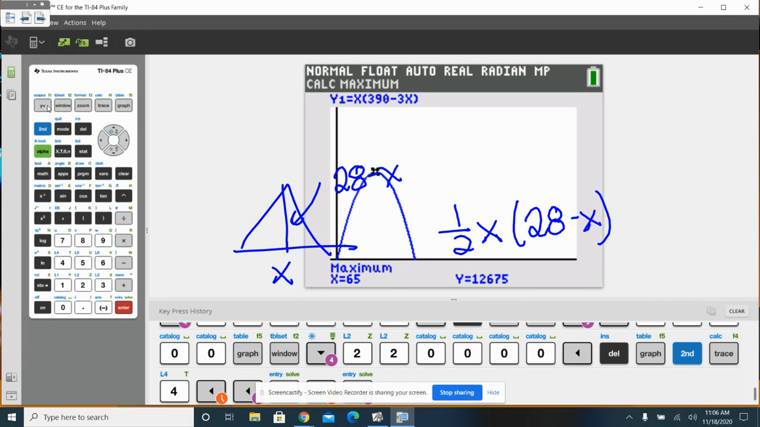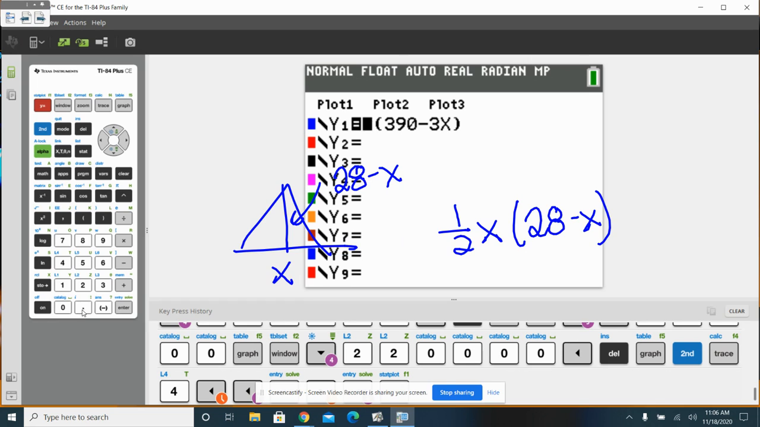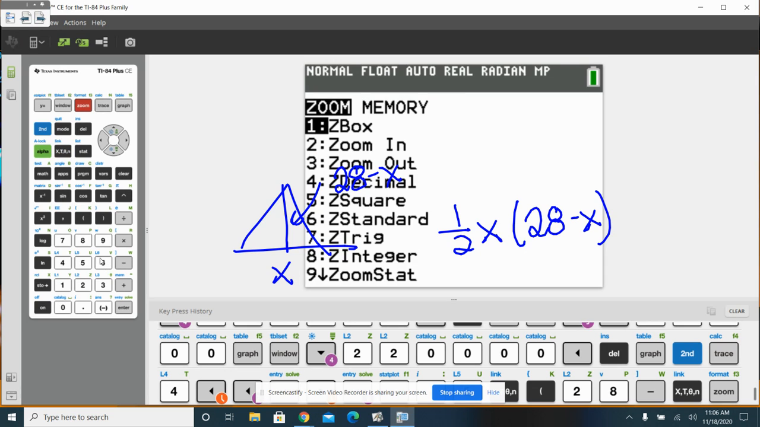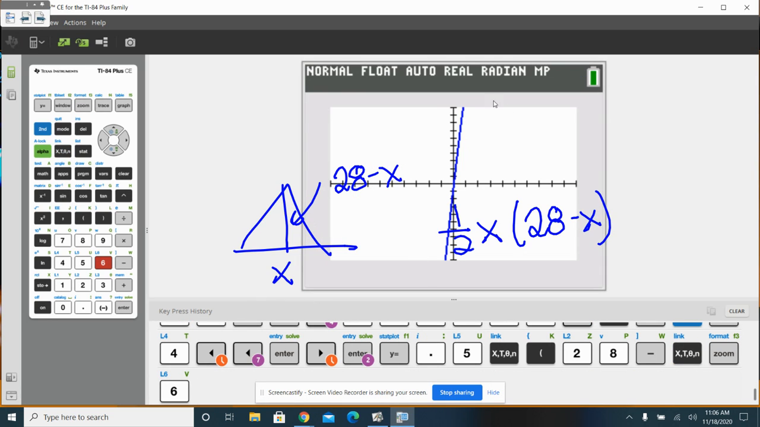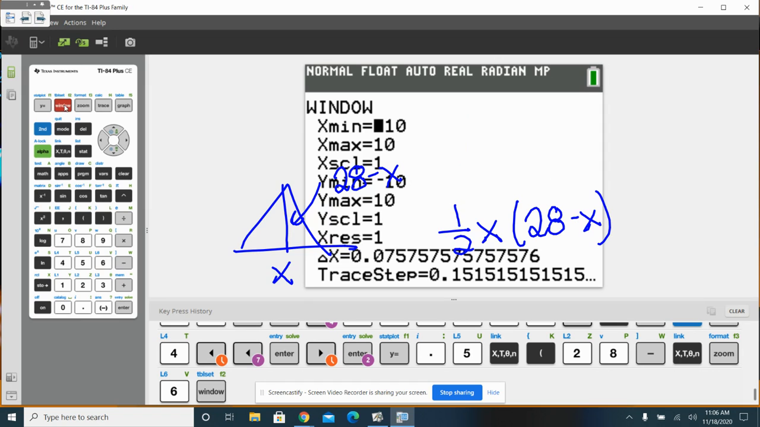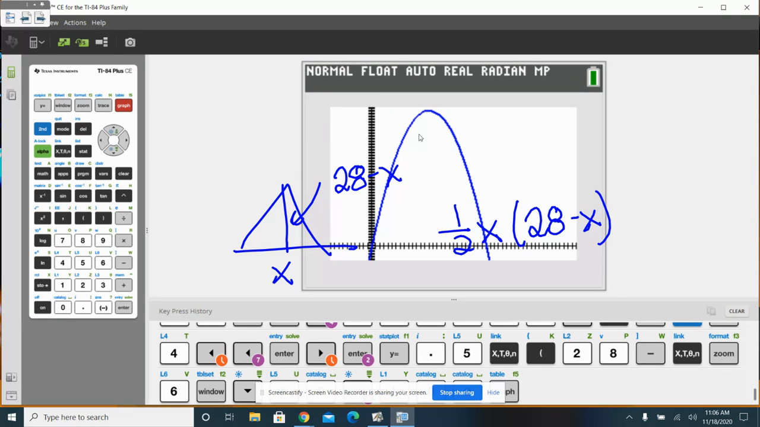So y equals 0.5x times 28 minus x. I'm going to go to Zoom 6. I think that might work. Not quite. I need to go to the right some and up. So let's go to 50 and let's go up to 100. There we are. Okay. So second, calculate maximum.